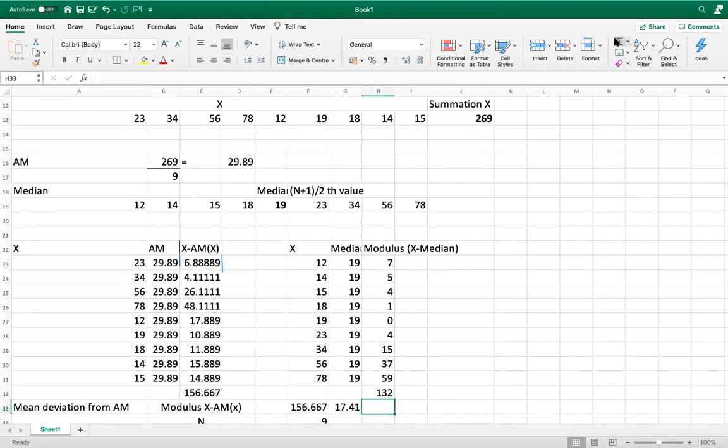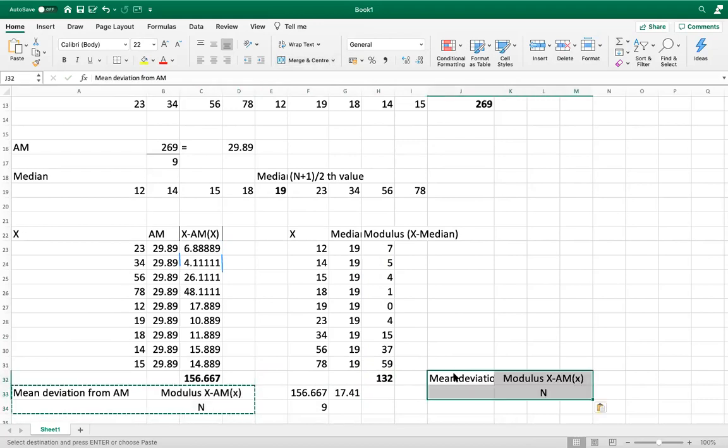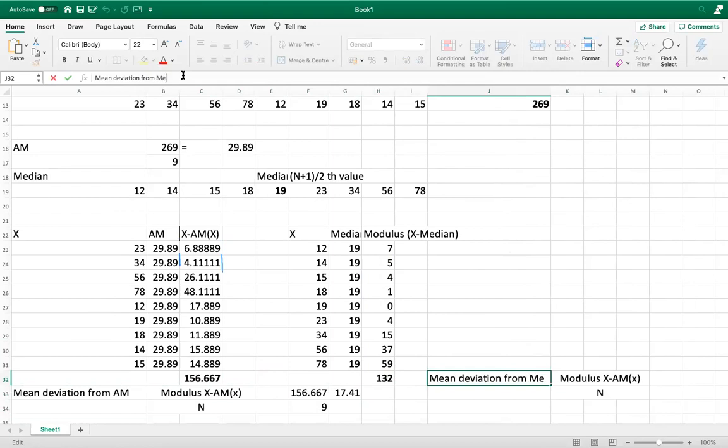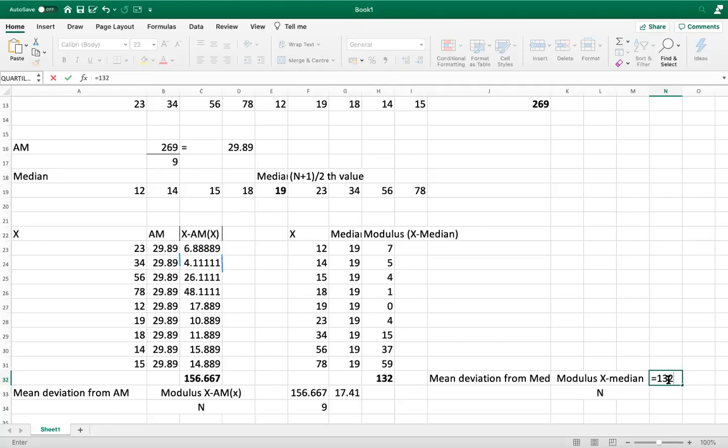So I will say mean deviation from median, modulus of x minus median, by n, which is equal to 132 by 9. That is 14.67. Understood?